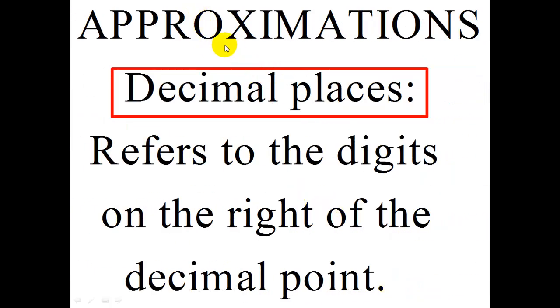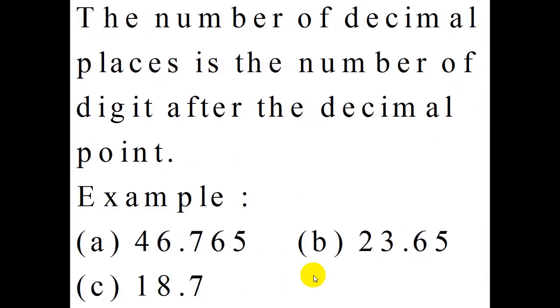Now, approximations. We consider decimal places. Decimal places refers to the digits on the right of the decimal point. The number of decimal places is the number of digits after the decimal point.